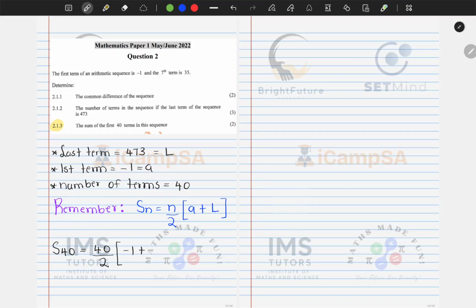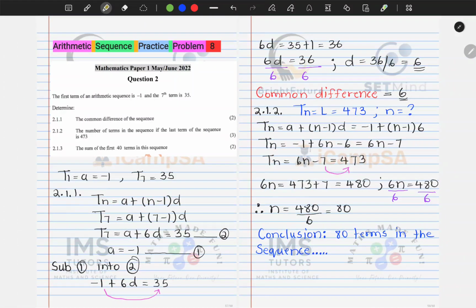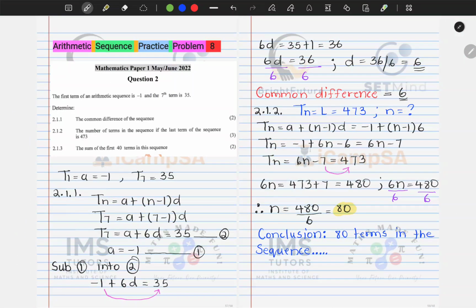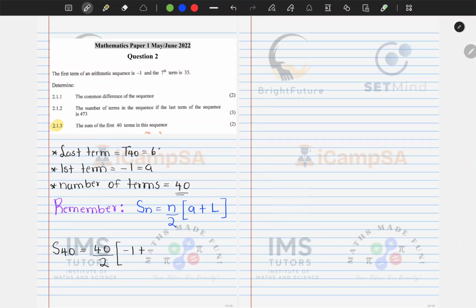Let me think. Yep. So there's something which we need to actually correct, which is the last term which we were given is at number 80, but we are looking for the sum of 40 terms. So the last term there should not be this 403. The last term rather should be T40, because we are looking for the sum of 40 terms. And already we do have our equation, which is 6 into n, which is 40 minus 7. So let's find our last term there.